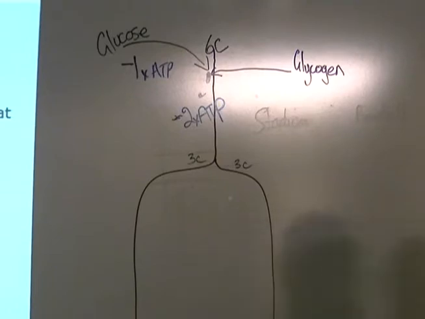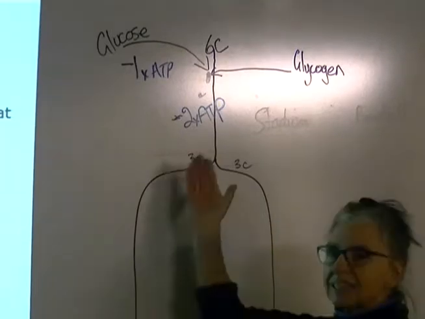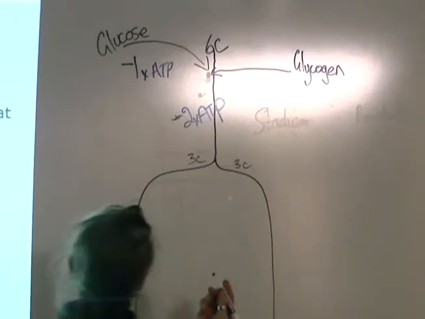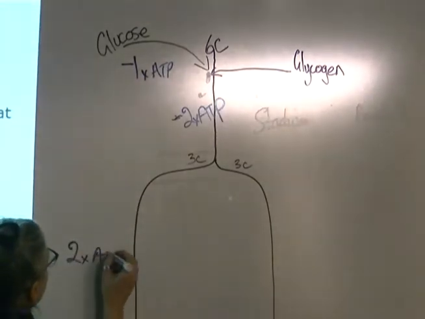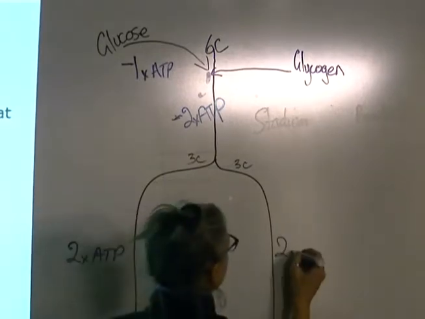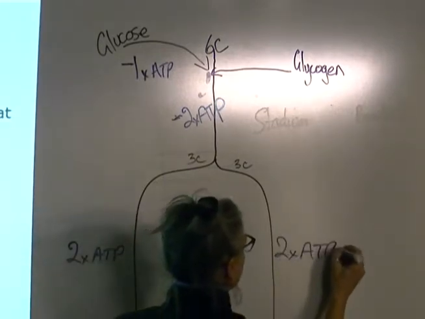And now finally we get some ATP. So in the second half of glycolysis we start making ATP. So we make 2 here and we make 2 here.